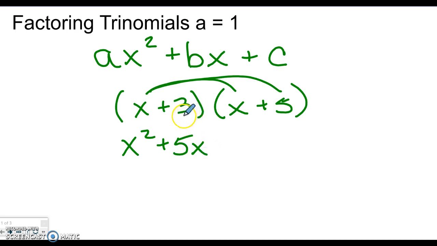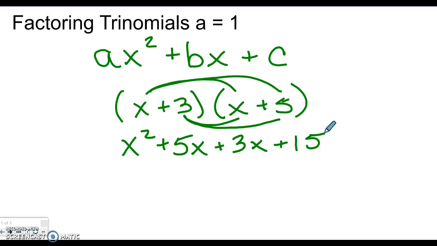You're doing the same thing with the 3. You're taking the 3 to the x and to the 5. Then you're combining like terms, so you have x squared plus 8x plus 15.